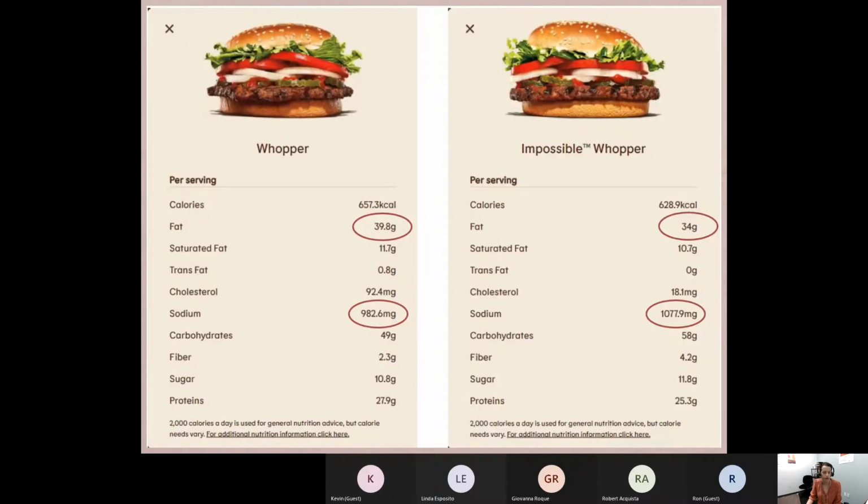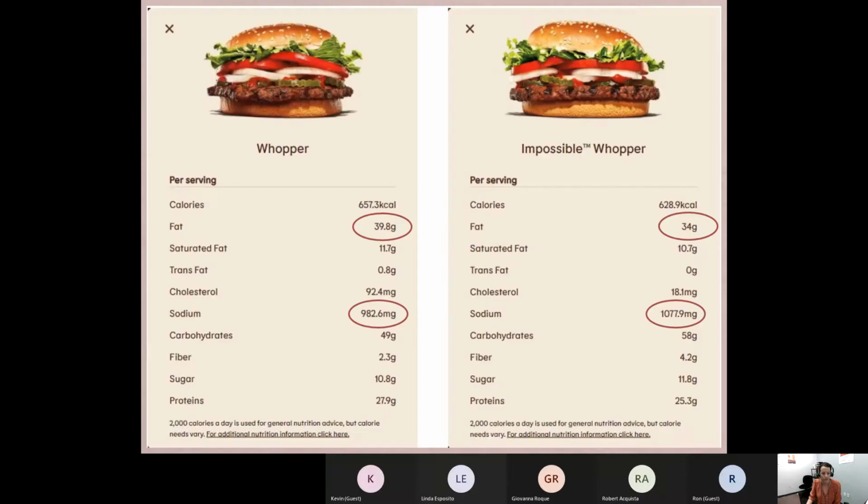This is an example. I took the Whopper from Burger King, right? This is the Impossible Whopper. So we can see for fat, they're pretty much identical. This has like 5 grams less. For sodium, this actually has more salt. And just for perspective, if you have hypertension, your sodium for the day should be around 1,500 milligrams. This is almost all the sodium you need in one day. So just a lot of salt.